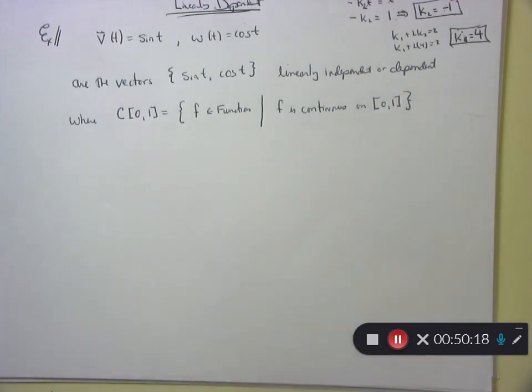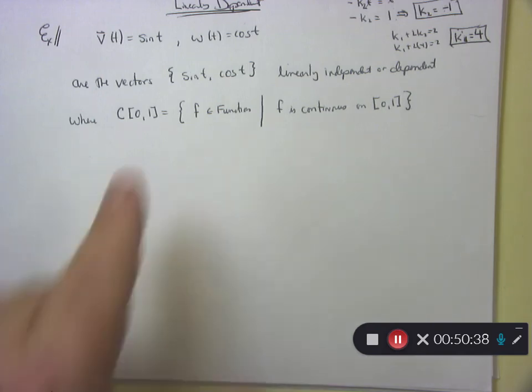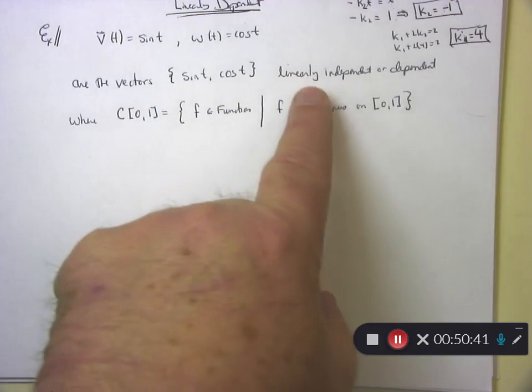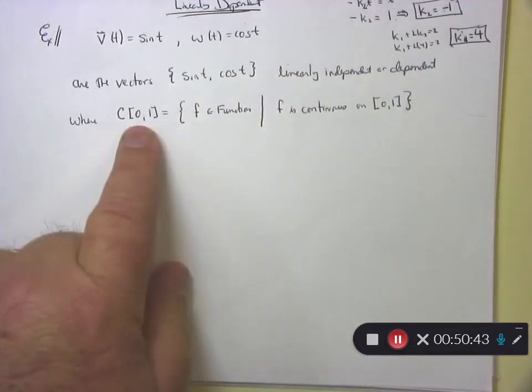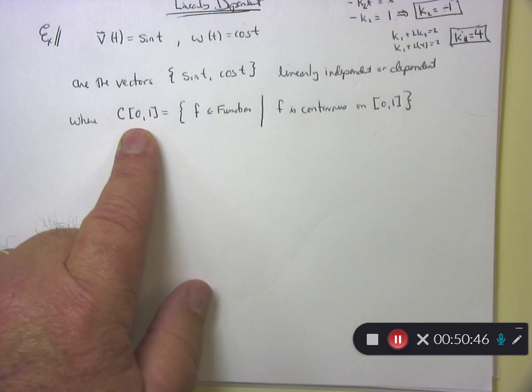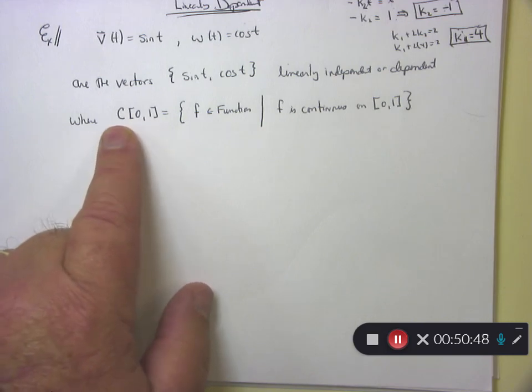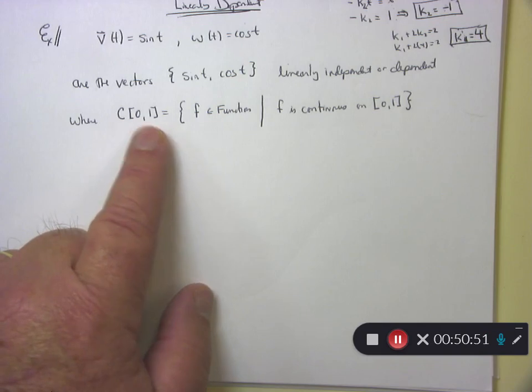But I have to tell you what world or vector space these guys live in. I'm also using this as an example to show you other types of vector spaces that aren't traditionally written in the form of matrices and vectors, the rows and columns thing that we've been doing. For example, here: are sine of t and cosine of t linearly independent or dependent, where this is your space, C[0,1]? The C stands for continuous functions on the interval between 0 and 1. So this is the space of continuous functions.